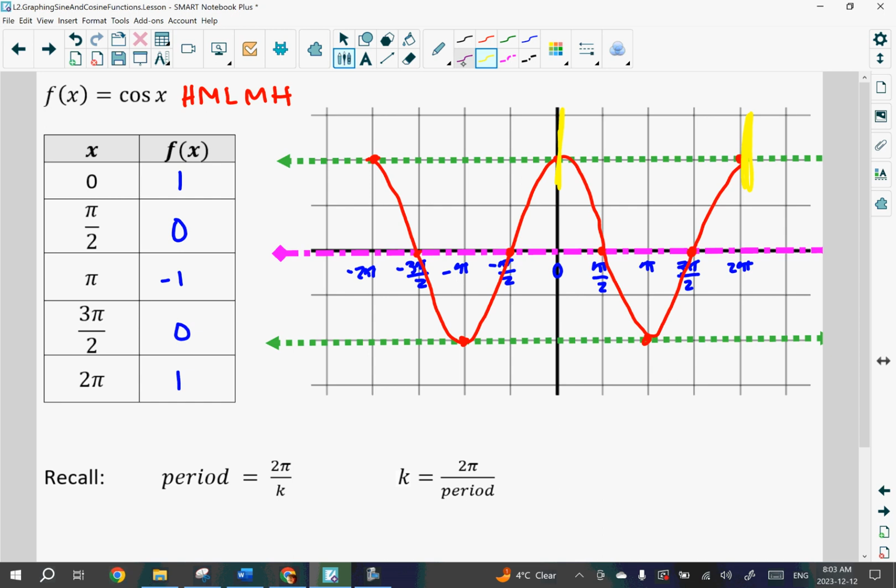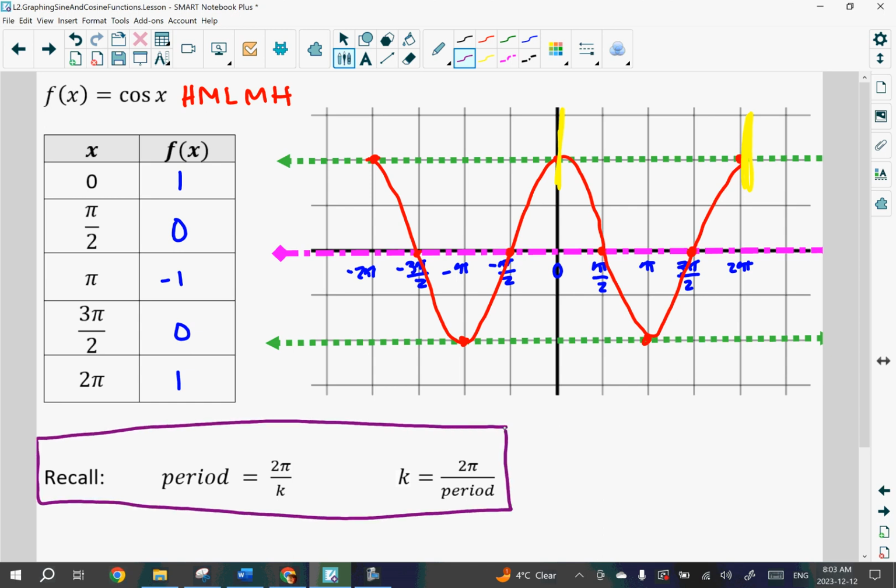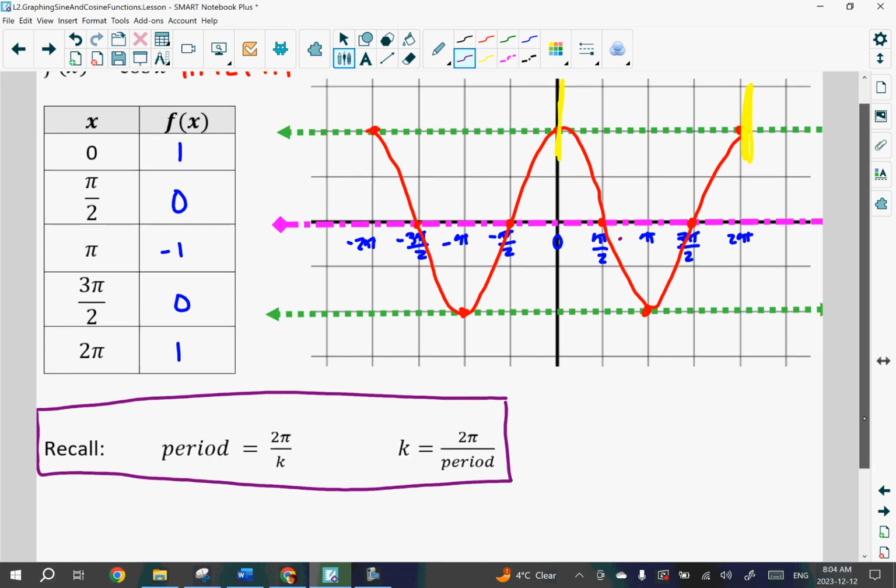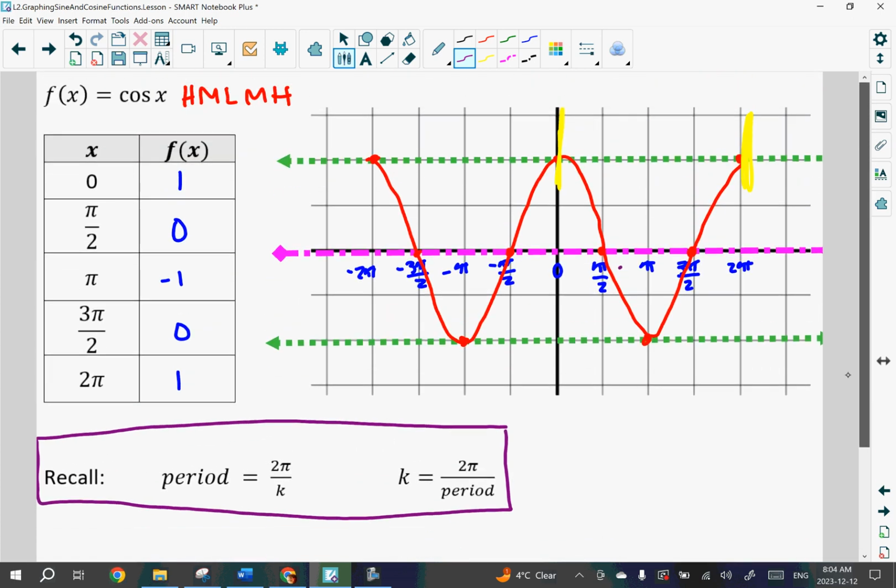And I've got some information down here just to remember when we're trying to come up with the equations. Your period, if you're given your k value in the equation, you can mathematically find your period by going 2 pi divided by whatever that k value is. Or if you were given the graph and you had to come up with the equation and you could read the period from the graph, you could find out what the k value is for your equation. I think we look at that in the last question.